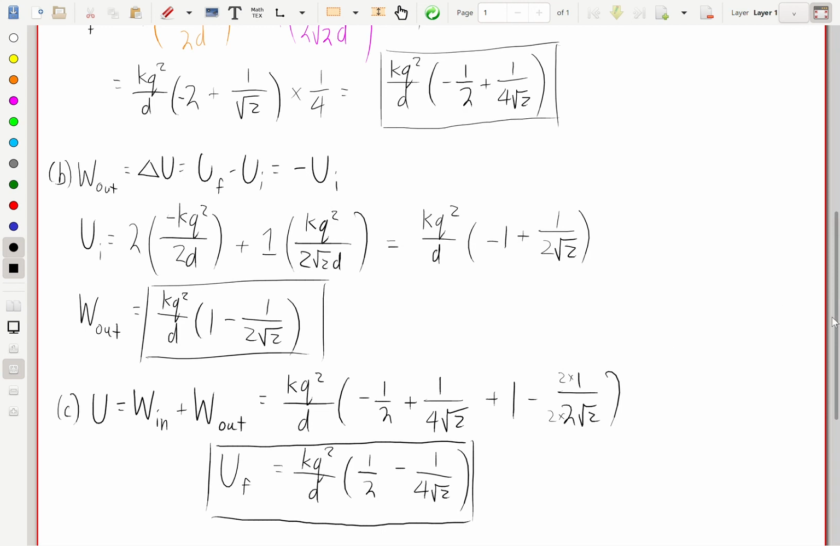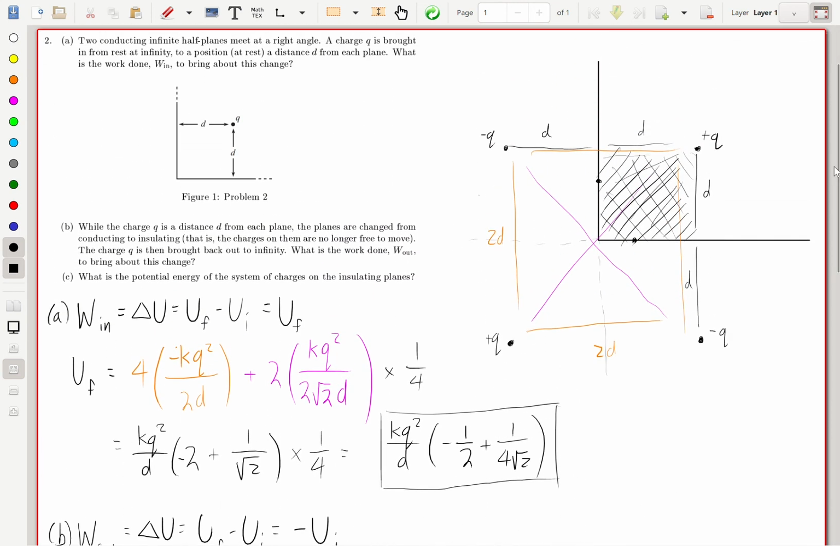And there we have it. The 2000 Boston area undergraduate physics competition question 2.